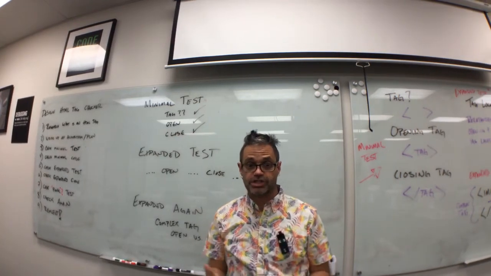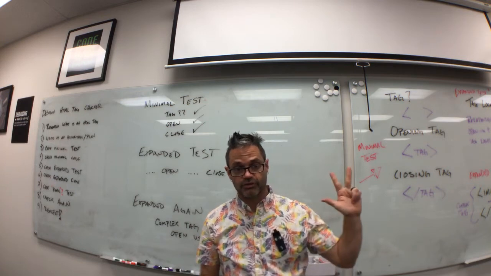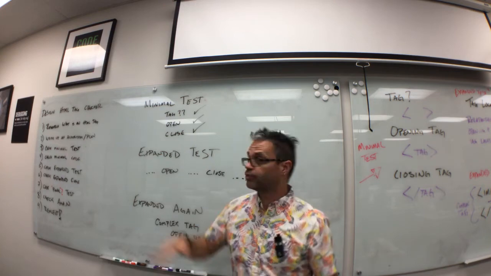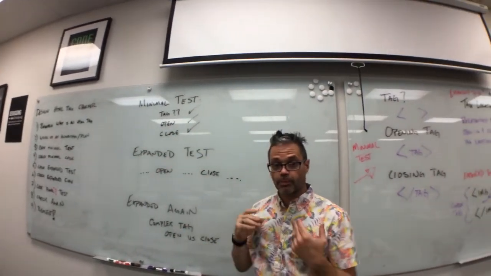Do we have the actual components to make up a tag in HTML? Do we have an opening tag? Do we have a closing tag? If we have those 3 things, that passes the first iteration of our HTML tag checker. Do we have those 3 pieces? We then expand our test, making sure we actually have a more proper thing.